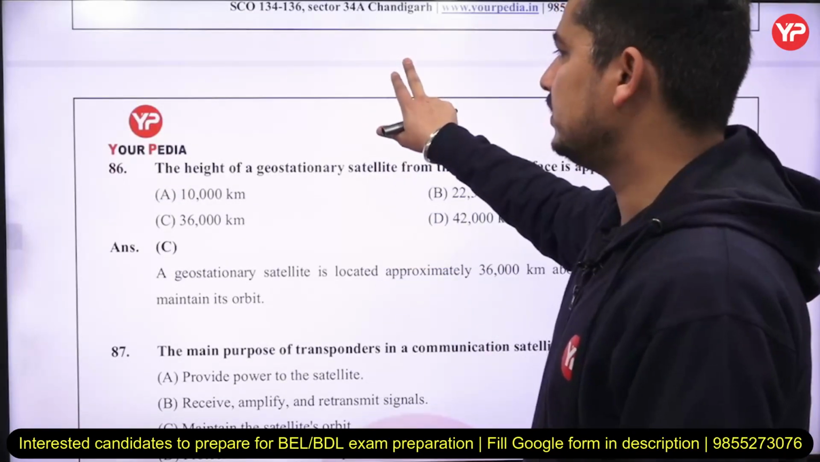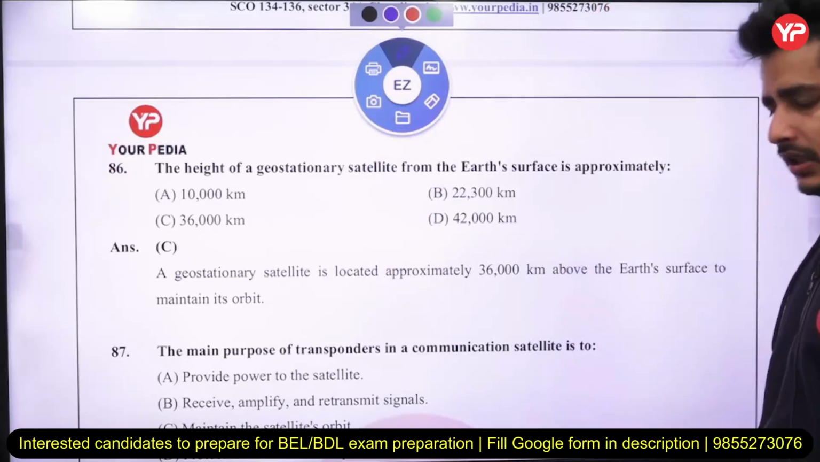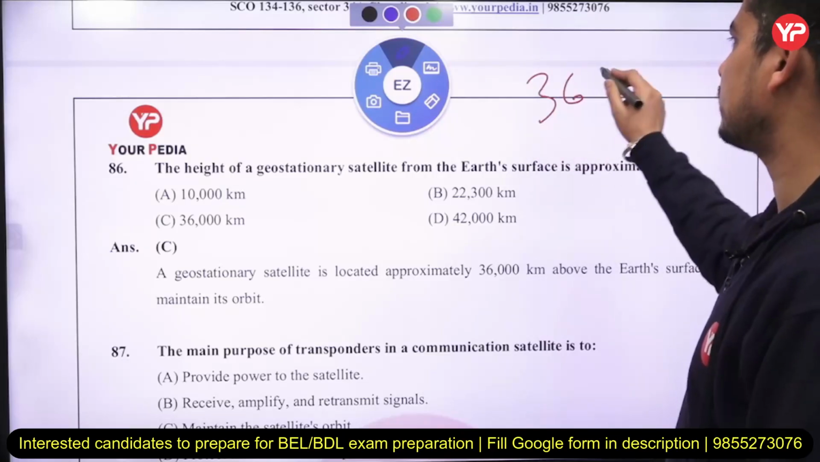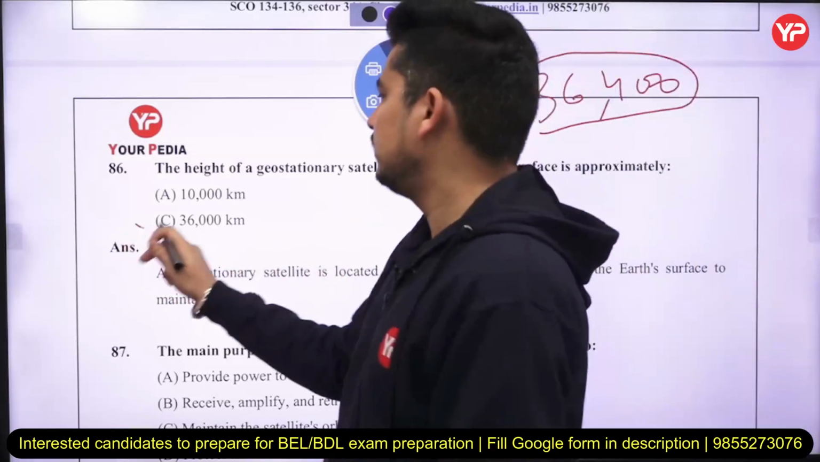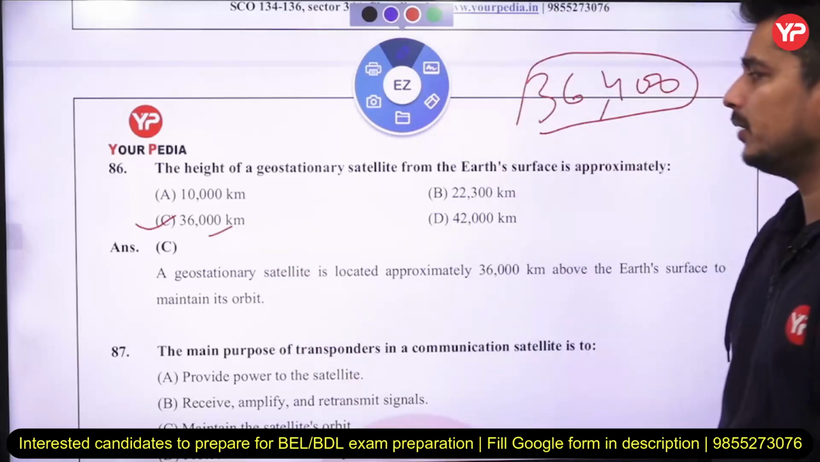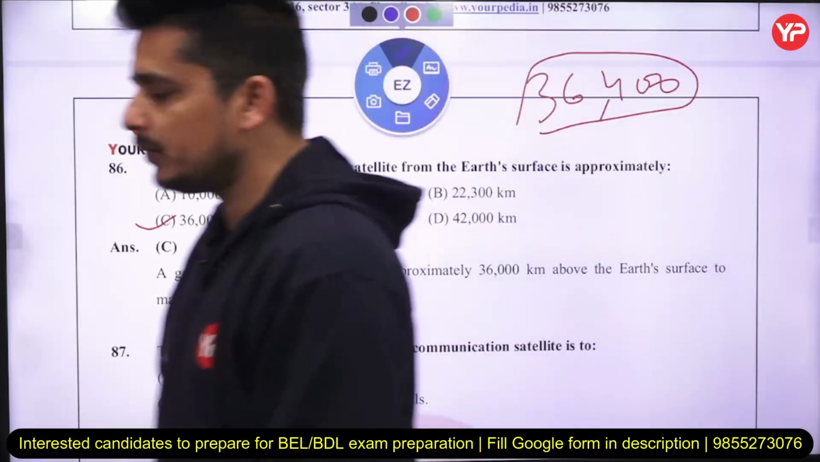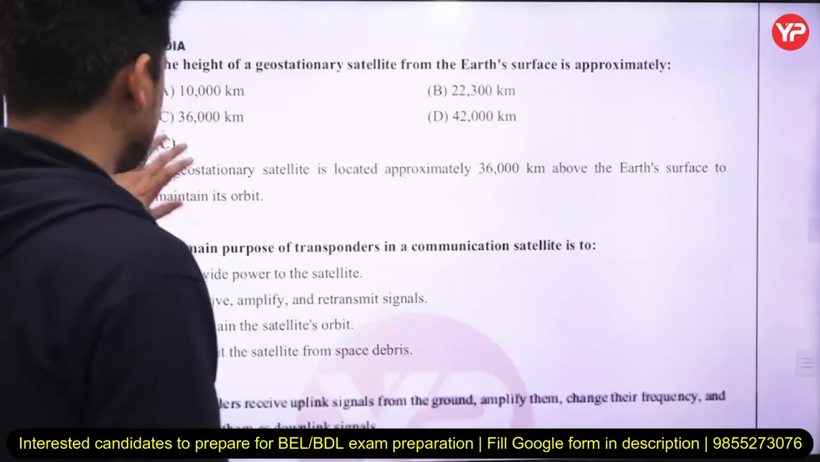See, if he is asking about the height of a geosynchronous satellite, that will be 36,000 kilometers. So you should remember the height of that satellite is 36,000 kilometers from the earth's surface. That will be for a geosynchronous satellite.